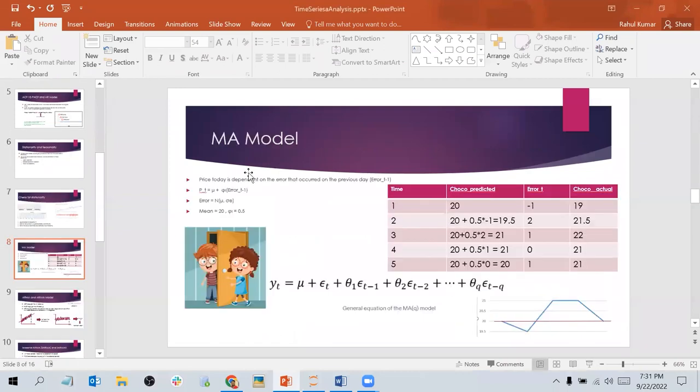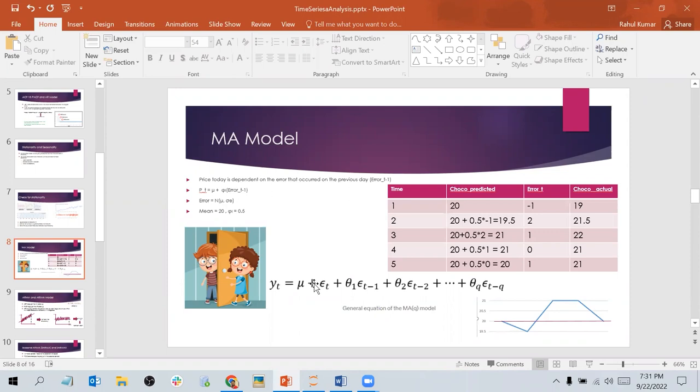Okay. So now let's move on to the next model. What we talked about till this point is that whatever price we are going to predict is dependent on the previous price values, meaning the prices which happened in the previous lag time. Now, MA talks about the price that you are going to predict today. It's not only dependent on the previous value, it's dependent on the error that has occurred on the previous instances.